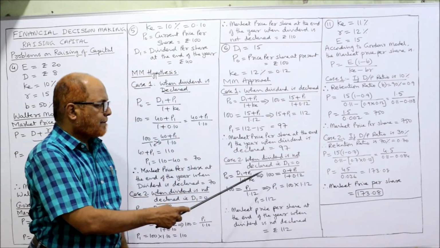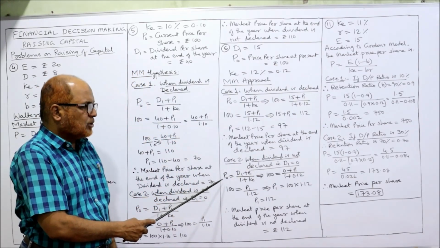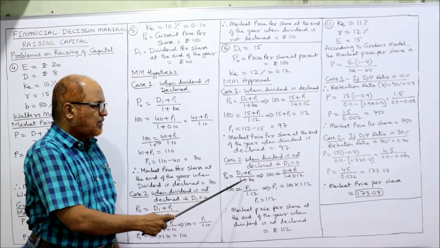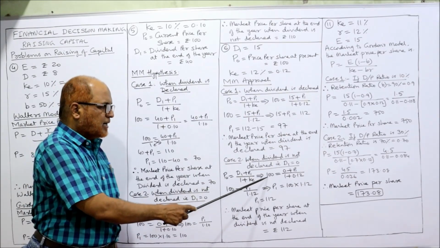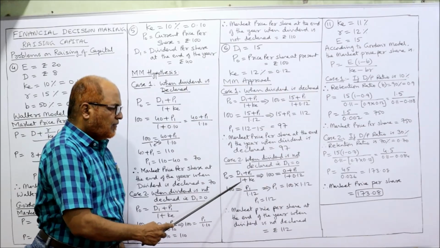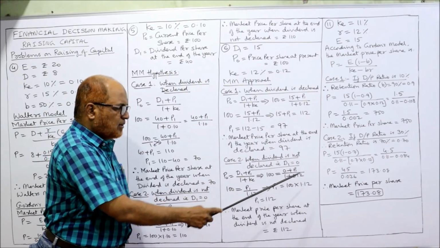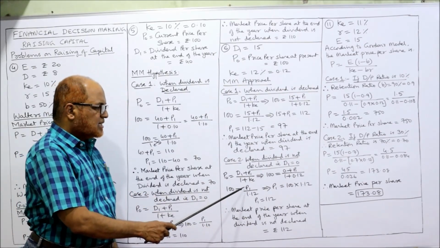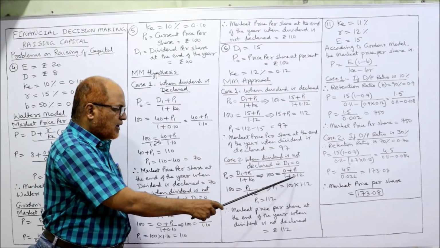Second, when dividend is not declared, if the company does not pay the dividend, then D1 is equal to 0. In that case, substituting in the formula, P0 is equal to D1 plus P1 divided by 1 plus Ke. P0 is 100, D1 is 0, P1 we have to find out, 1 plus Ke is 1 plus 0.12. Now 100 is equal to P1 divided by 1.12.